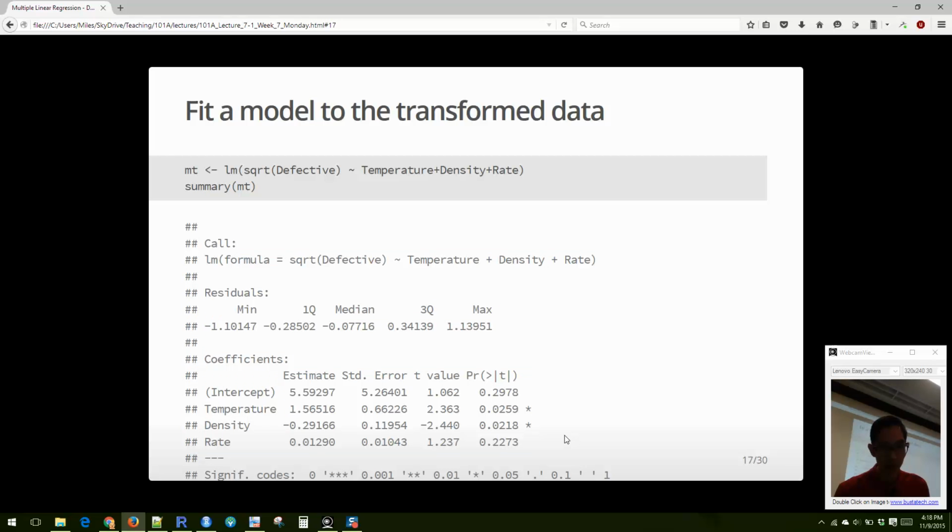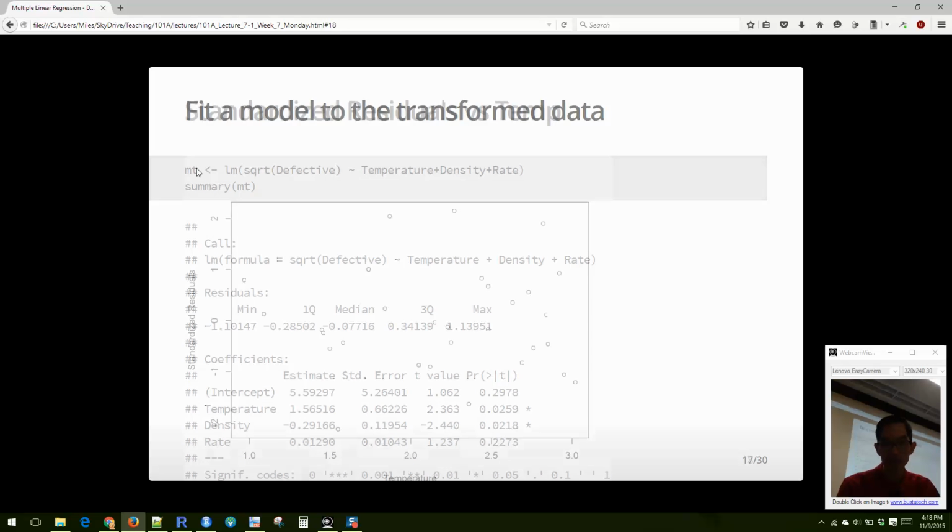Our model ends up looking like this. What we see is that temperature and density appear to be significant, at least at the 5% level, whereas rate is not significant. We can look into this a little bit more closely. So this is our transformed model.